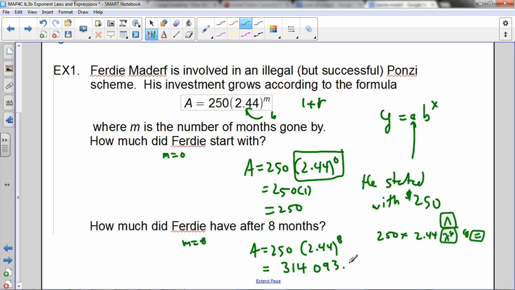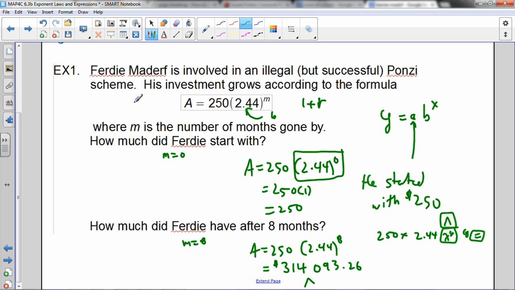now what is that number? Well, you kind of pause for a breath and a word every 3 digits. So it's $314,093.26. 8 months go from $250 to $300,000.